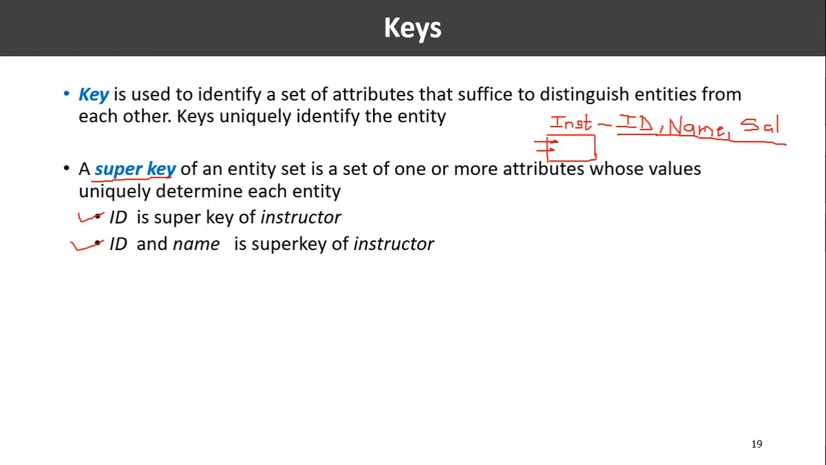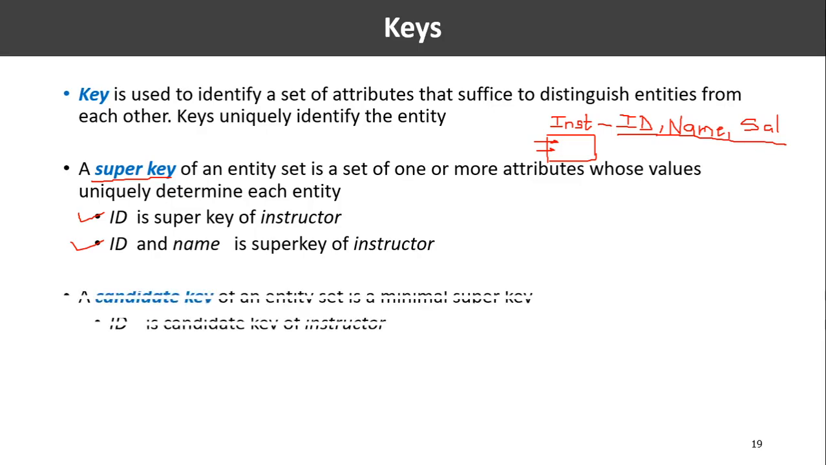Now, after understanding the concept of super key, let us talk about the candidate key. So what is a candidate key? A candidate key of an entity set is a minimal super key. It is a minimal super key. So what do we mean by that?